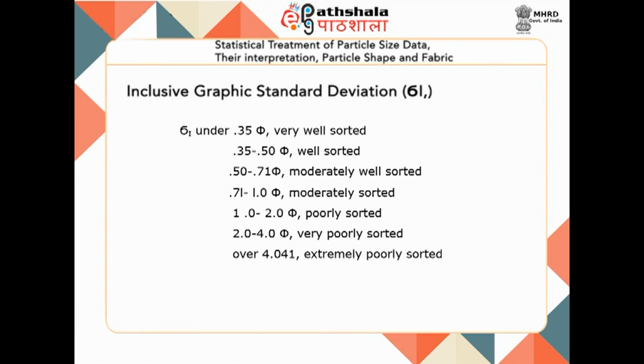Now, measurement of sorting values for a large number of sediments has led us to suggest the following verbal classification scale for sorting. If the value is less than 0.35 psi, we call it very well sorted. If it is 0.35 to 0.5 psi, it is well sorted. 0.5 to 0.71 psi, moderately well sorted. 0.71 to 1 psi, moderately sorted. 1 to 2 psi is poorly sorted, and 2 to 4 psi very poorly sorted. Over 4 psi, that is extremely poorly sorted.